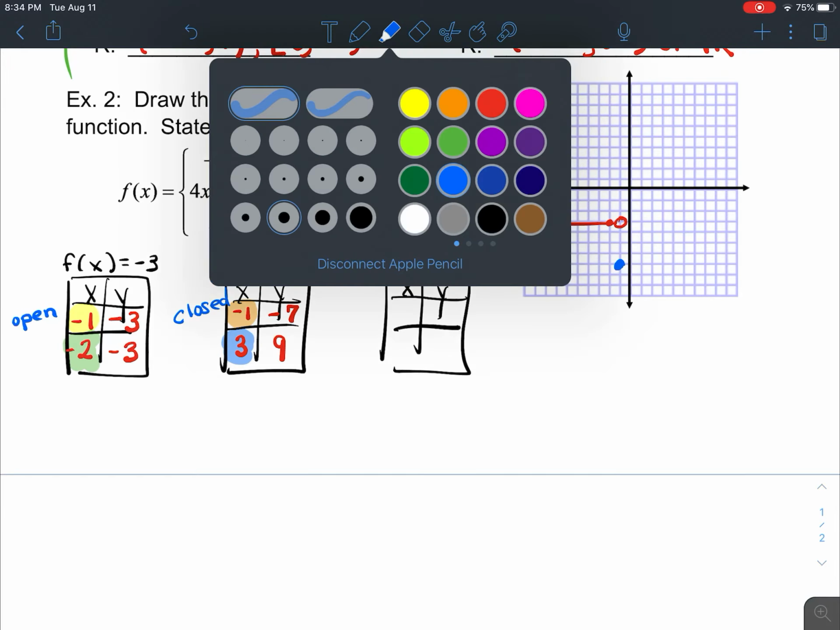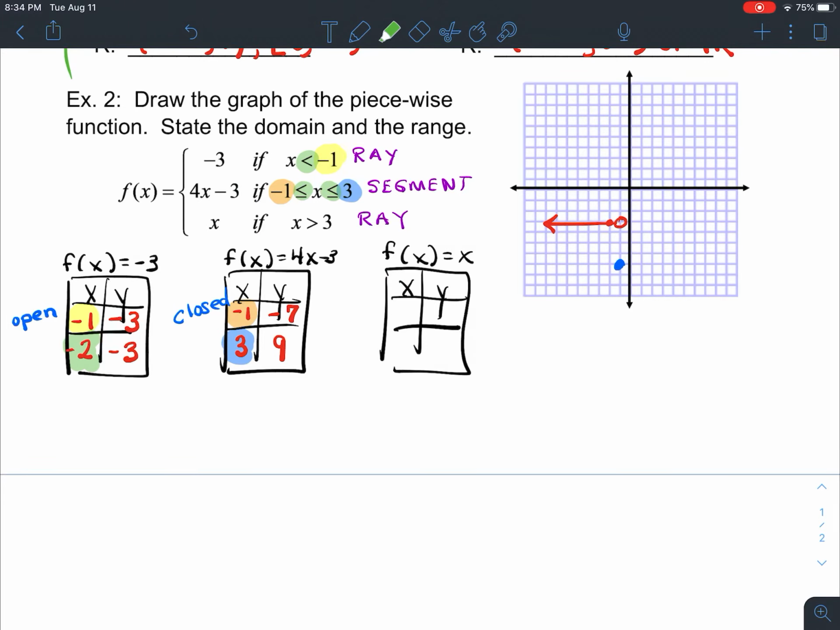I'm going to go ahead and plug the 3 into my equation right here for the x. Okay, and I'm going to simplify that. Looks like we would get a 9 back out. I'm going to pay attention to whether there is an equal to bar underneath my symbol. There is an equal to bar, so that tells me that this point also should be closed.